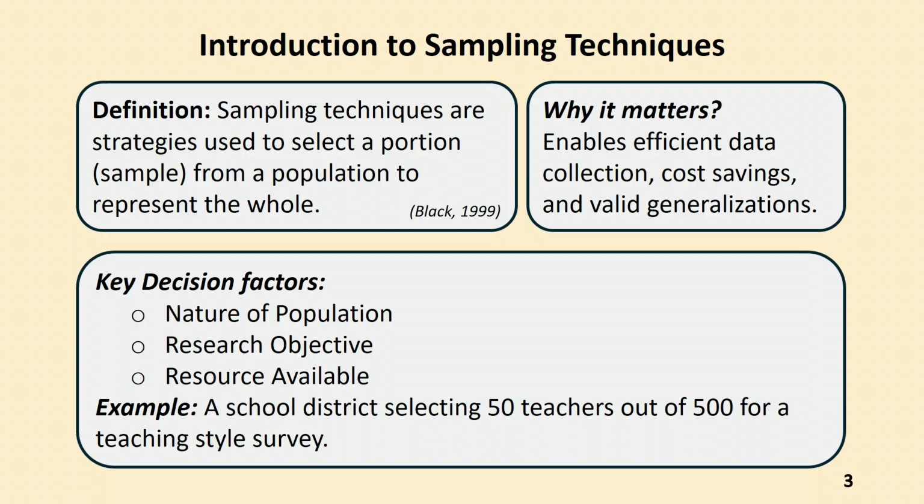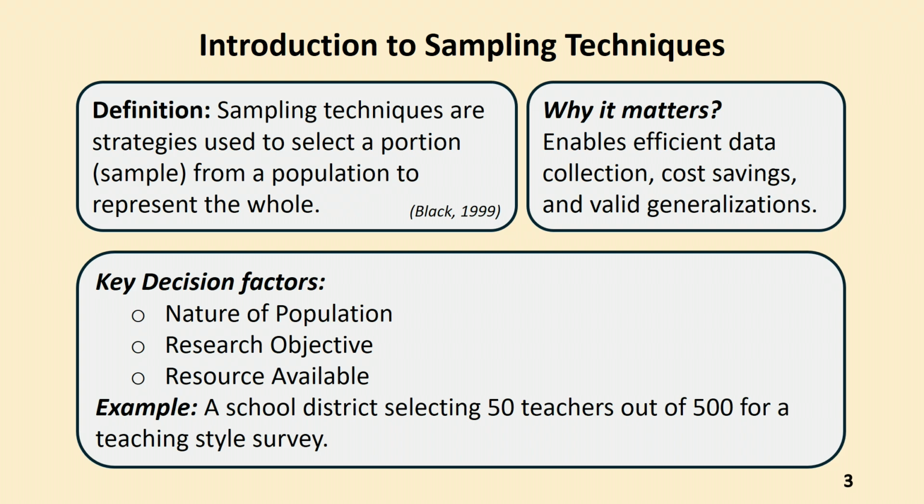Next is resources available. This is a very practical aspect that a researcher has to understand: whenever you are selecting or utilizing any sampling technique to select your sample, please be very specific and very practical in terms of resources available to you. An example you can see here: a school district selecting 50 teachers out of 500 for a teaching style survey.